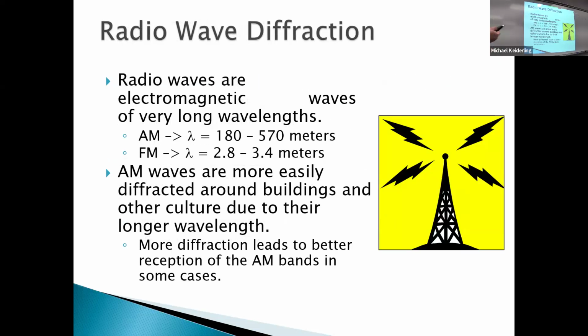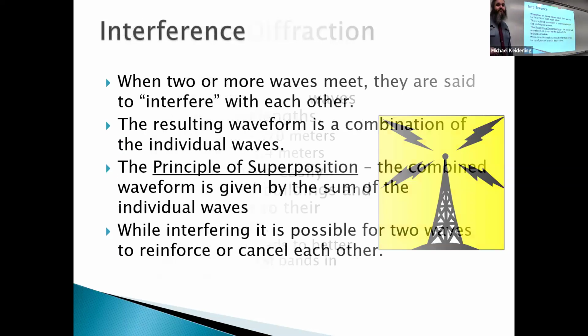Radio waves diffract. Radio waves are electromagnetic waves with very long wavelengths. AM have wavelengths of 180 to 570 meters. FM is 2.8 to 3.4 meters. Because AM waves are longer, they're more easily diffracted around buildings and other culture due to their longer wavelengths. So more diffraction leads to better reception of the AM bands in some cases, because they can go around buildings more easily than FM and other things. They go around structures and things more easily.